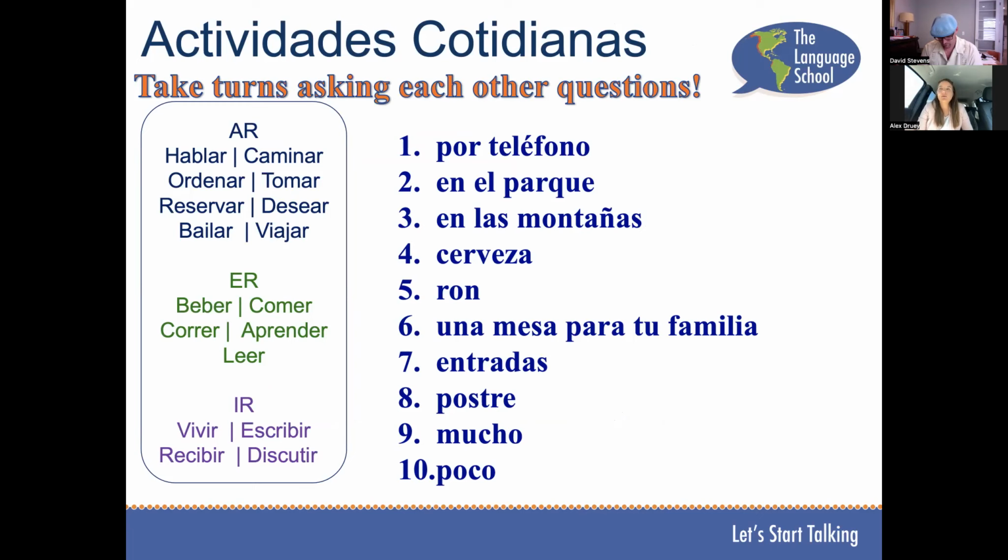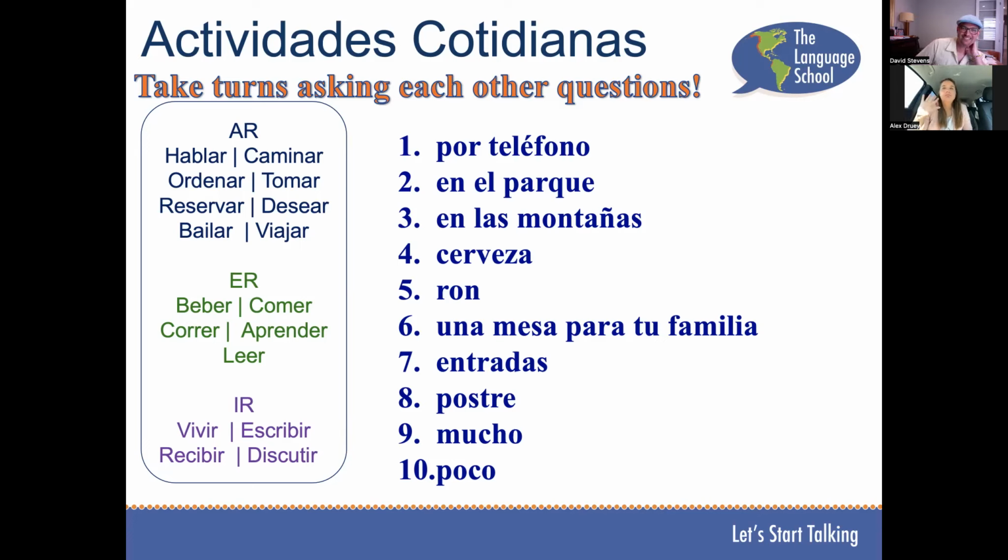Discutir por teléfono. So you could say discutir, to argue on the phone, but you have to do something with discutir. So how do you ask me a question in the you form? Discutes. Discutes por teléfono. No discuto por teléfono.